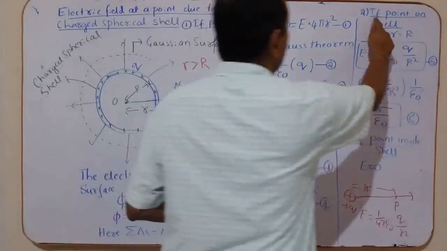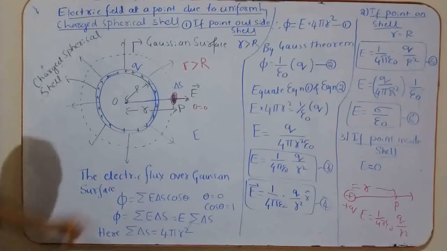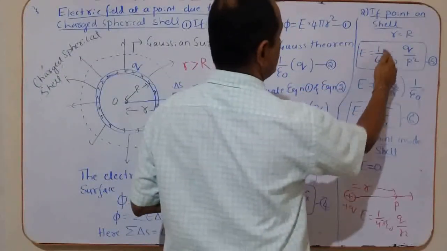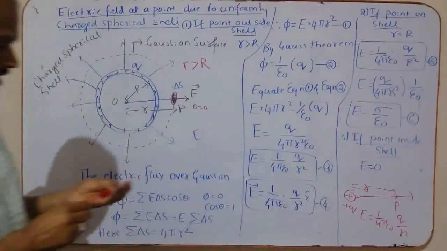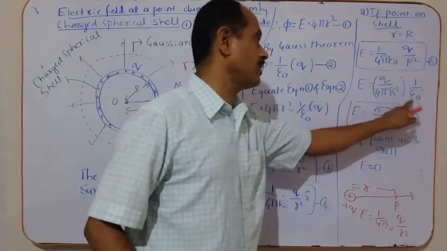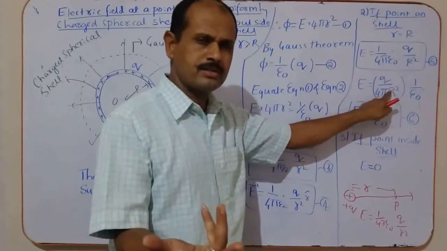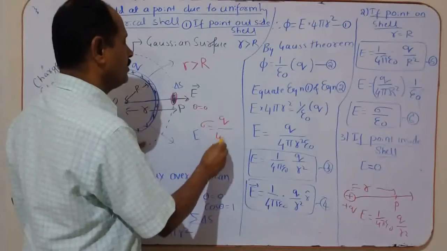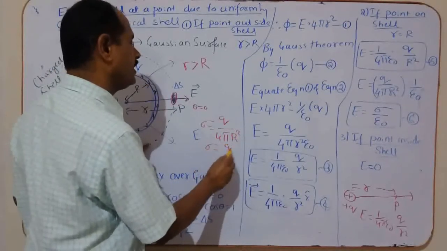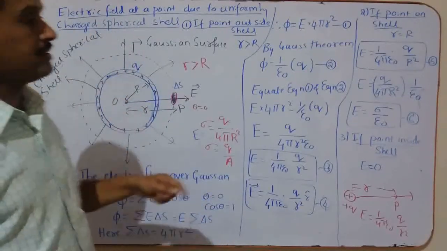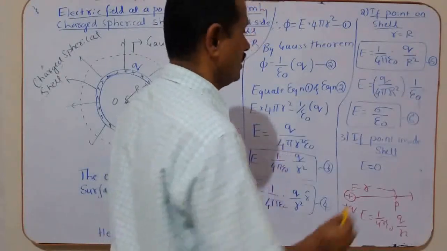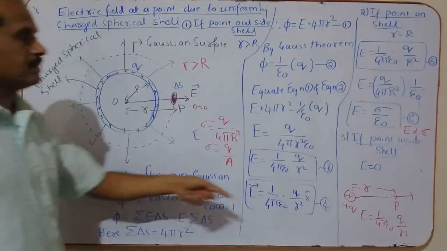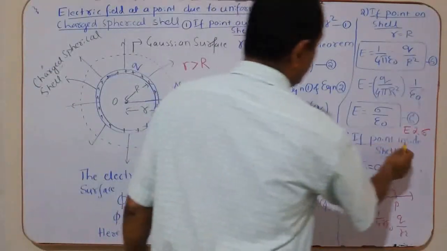Now we come to the second case. If the point is on the shell, r is equal to R. What is E? E is equal to 1 by 4 pi epsilon naught q divided by capital R square, which is Q divided by 4 pi R square into 1 by epsilon naught. Now, charge divided by total area is the surface charge density sigma. Therefore, sigma is equal to q divided by 4 pi R square, the total area of the spherical shell. So E is sigma divided by epsilon naught, equation number 6. Hence, E is proportional to sigma. The electric field at any point on the surface of the charged spherical shell is directly proportional to the surface charge density.